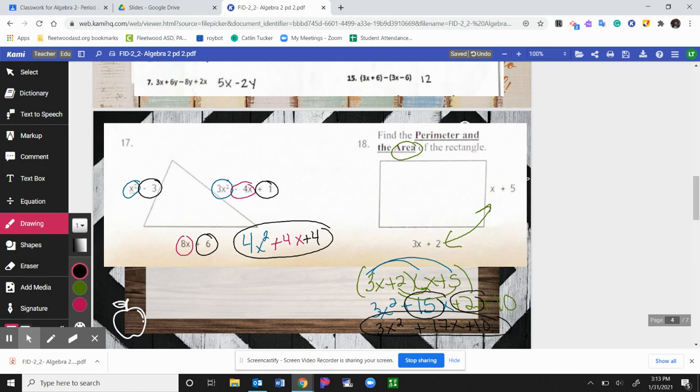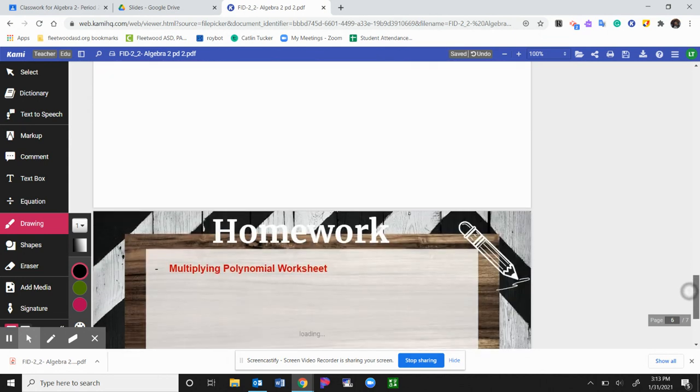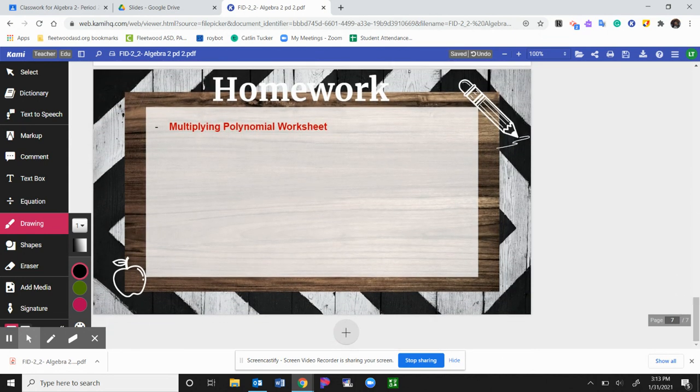Okay. So those are your notes, guys, on multiplying. What your job is for homework is the multiplying polynomials worksheet that is posted in Google Classroom for you. If you have any questions, please make sure you're reaching out through email.